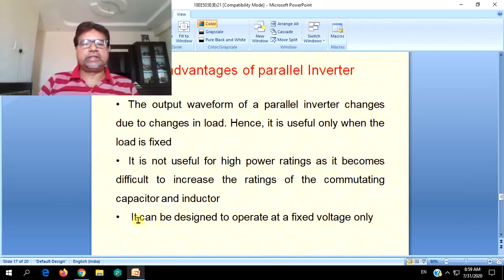It becomes difficult. It can be designed to operate at a fixed voltage only, that is, the source voltage is fixed. You cannot change the voltage. It is a type of voltage source inverter.